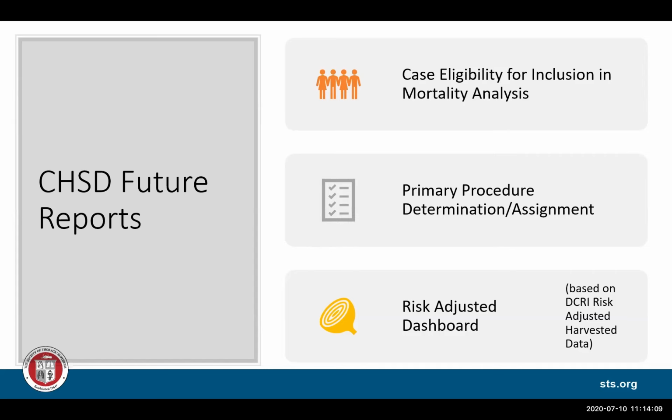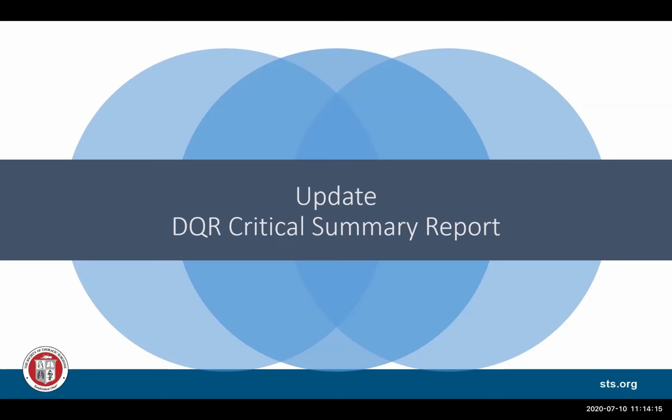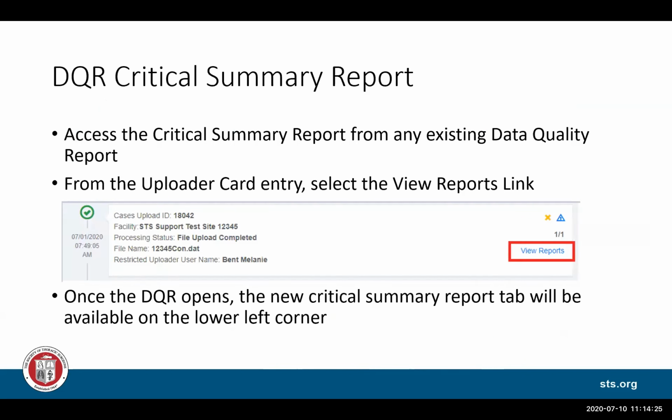We do have a new report that's available within the platform now, which is called the Critical Summary Report. And it's actually in the existing data quality report. So I wanted to show you how to get to that new report. And the way you would do that is using the existing link that's available on the actual uploader submission card. So you would use the same access entry that you would get to the data quality report by selecting the View Reports link. Let's go to the next slide.